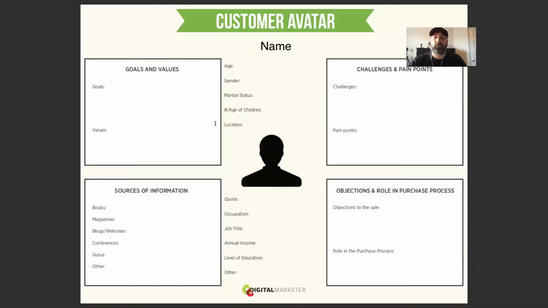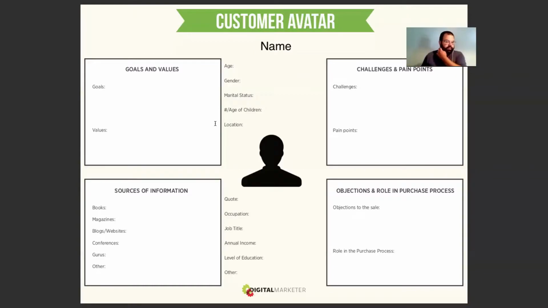So customer avatar, massively important and crucial to ensure that A, your message is getting to the right people, B, that it's not blandvertising and it's not completely vanilla and boring, and that your UVP is something that really grabs them and speaks to them.